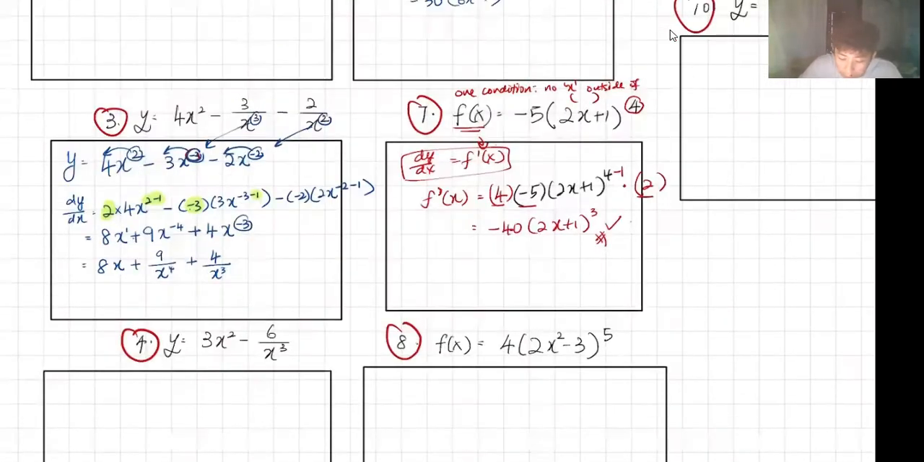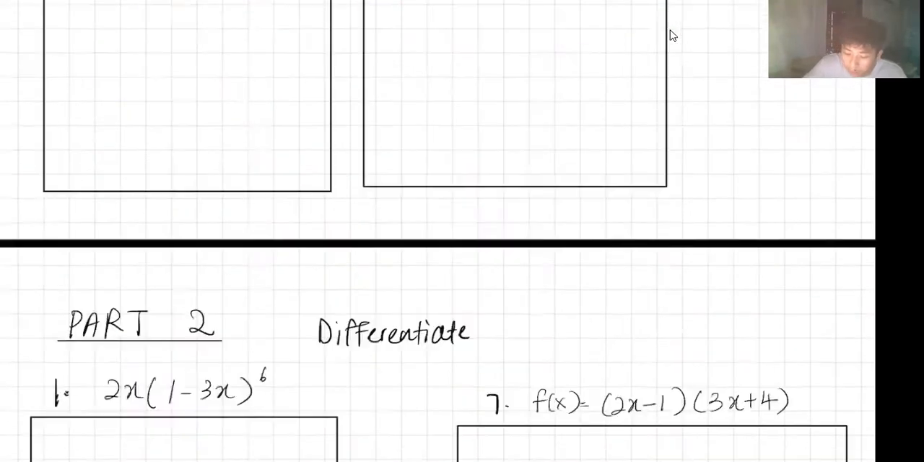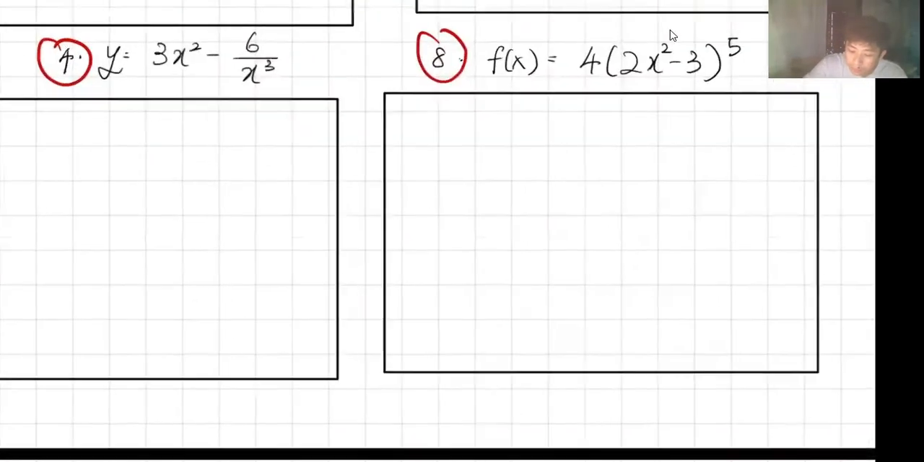I missed out 4, I think. Did I miss out 4? Yeah, I think I missed out 4. So let's do 4 first, okay? If not, 4 would feel lonely.